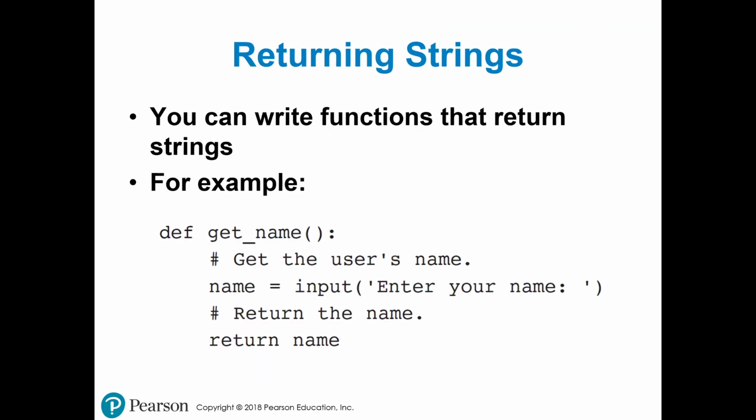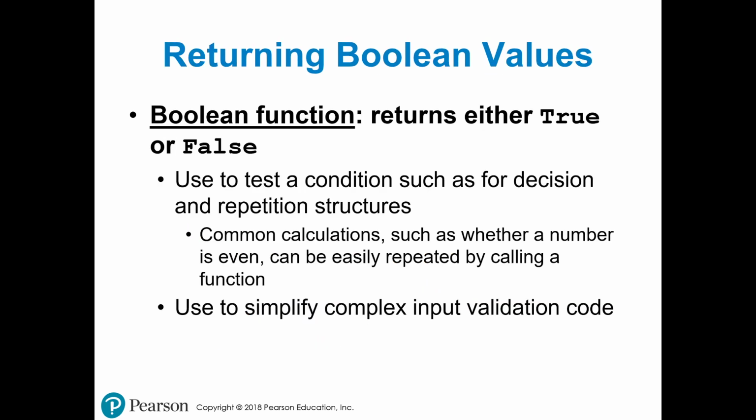So functions can return lots of things. They can return strings. For example, if we use input and we say name equals input, enter your name, we can actually return the name. You can return any type of variable or any type of expression. So we can do strings. We can do Boolean functions. So you can return a true or a false. Let's say we write a function that tells us if the number is even. We can divide it by 2 or mod by 2. If it's 0, we return true. If it's 1, we return false.